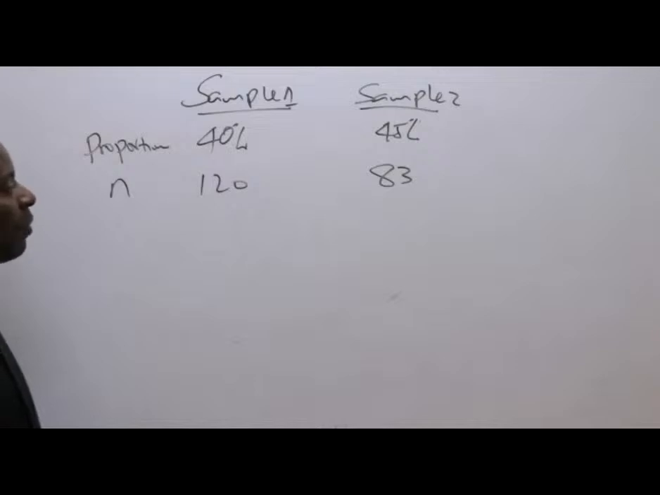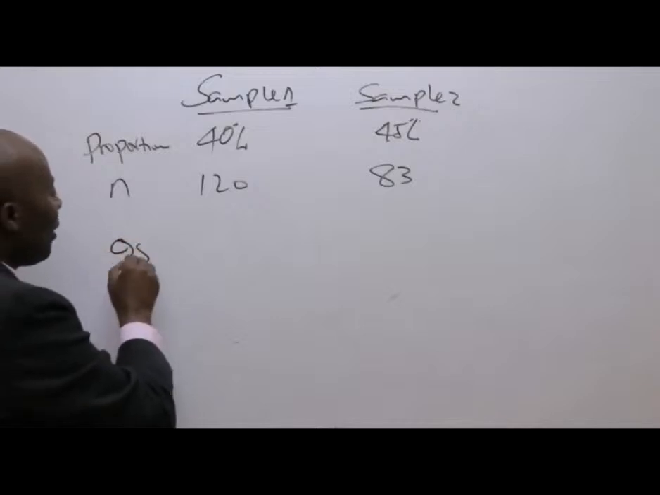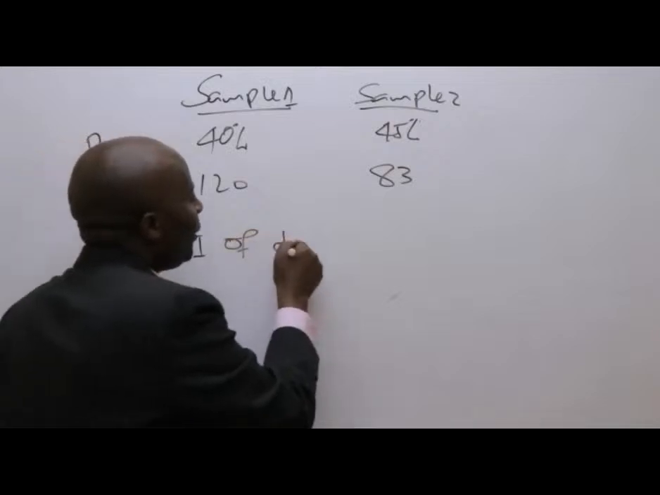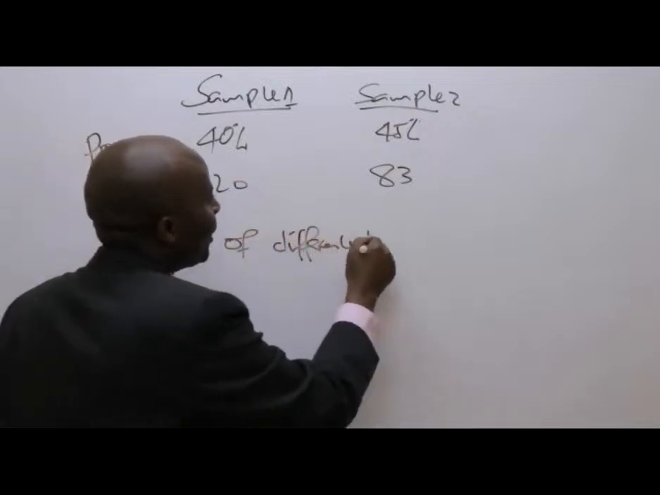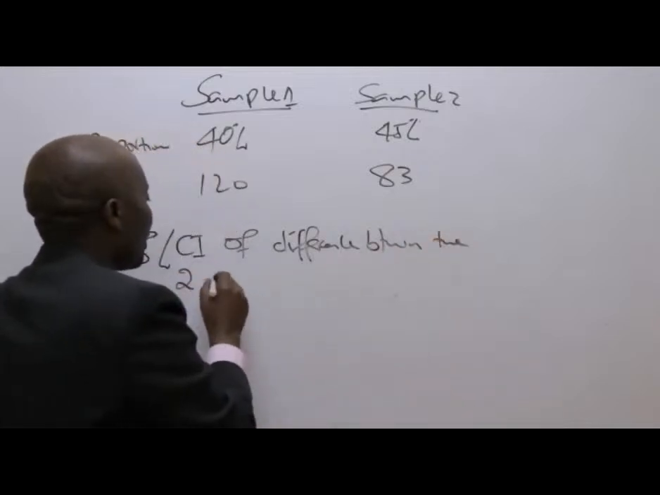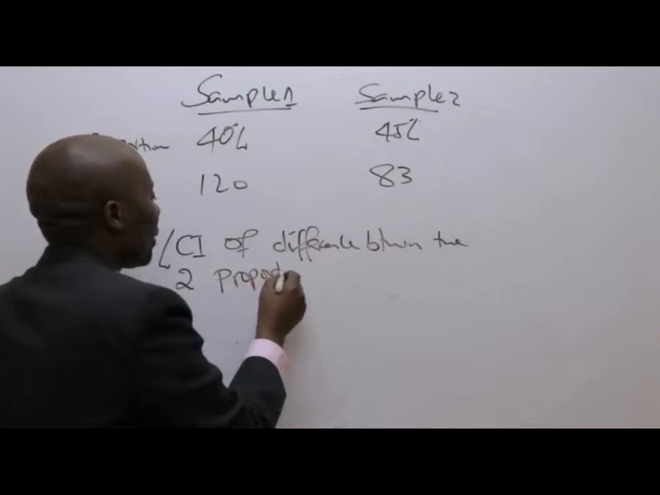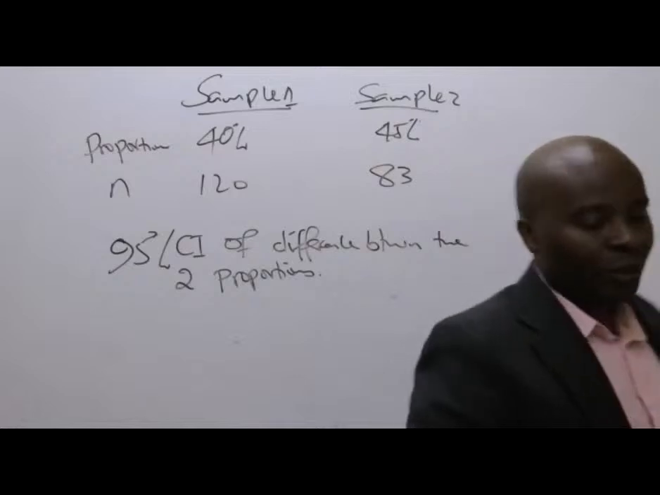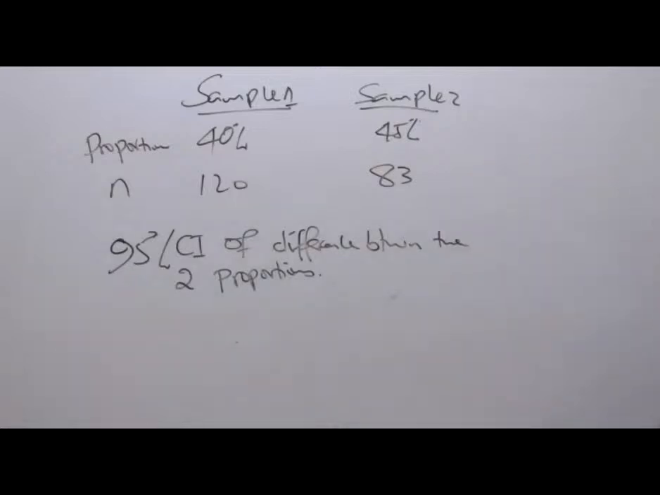Ladies and gentlemen, these people want us to do something very easy. They want us to determine the 95% confidence interval of the difference between the two proportions.